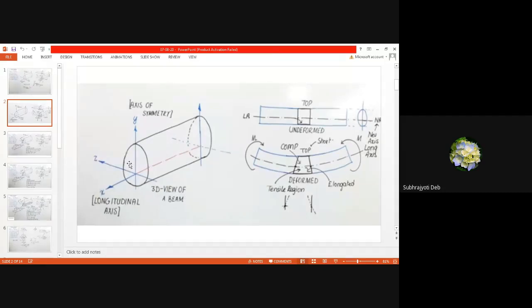A 3D view of a beam. Okay, so this is a 3D view. So we have three axes: X, Y, and Z.